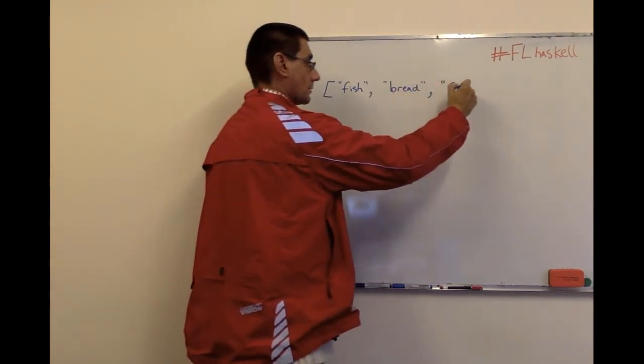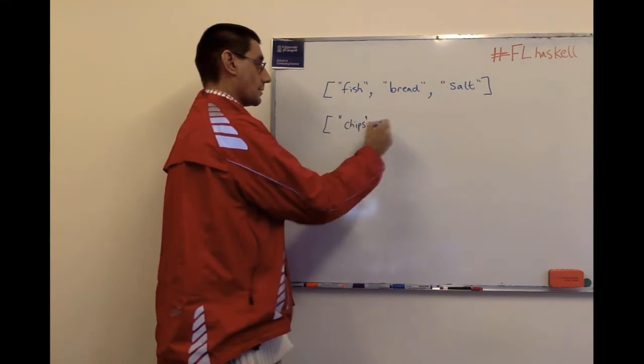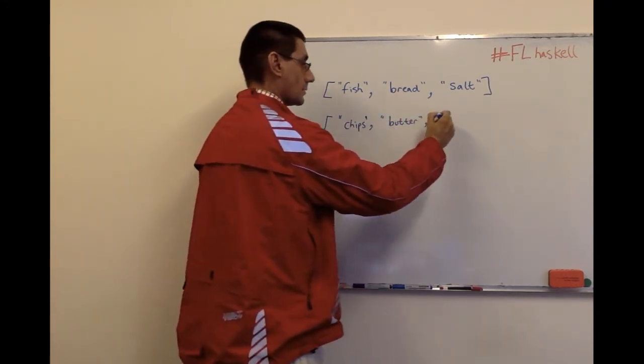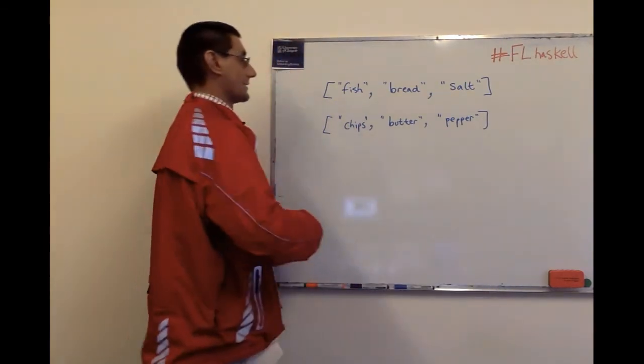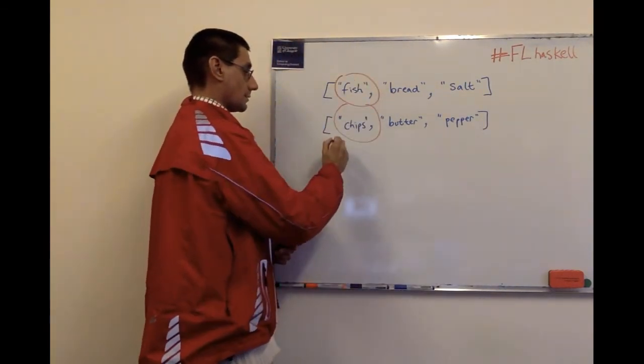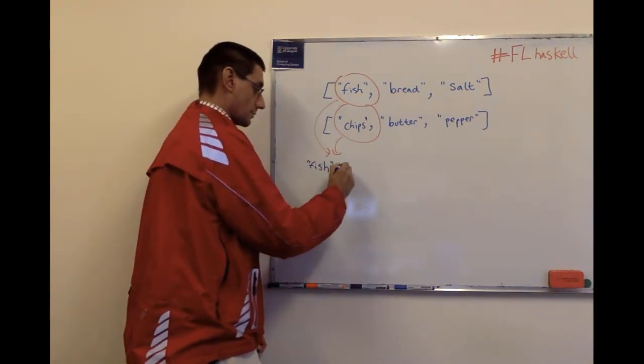Here I'm drawing a list of strings, different foodstuffs here, fish, bread and salt, represented as Haskell strings. Second list: chips, butter and pepper. And what we see is that the first two elements from each list really belong together as a pair, fish and chips.